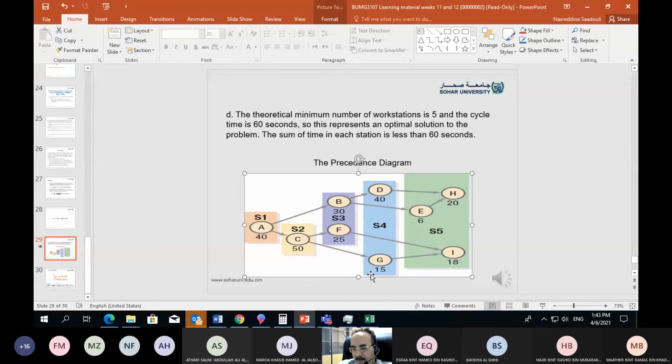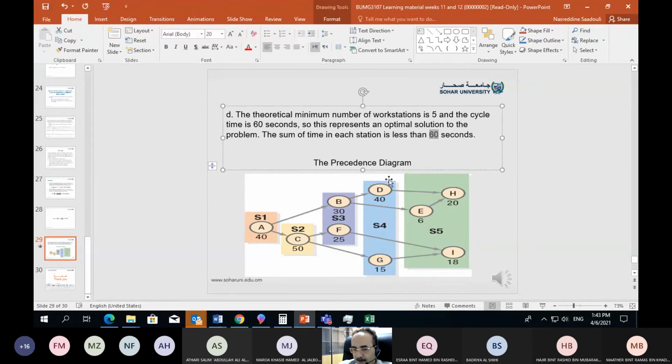Can I add anything after that? We cannot. Even E cannot be added because 55 plus 6 will take us over 60, so we cannot do that. And that's why the third station will have B and F. Same logic. The following will contain D and G, then eventually we contain E and H and I.